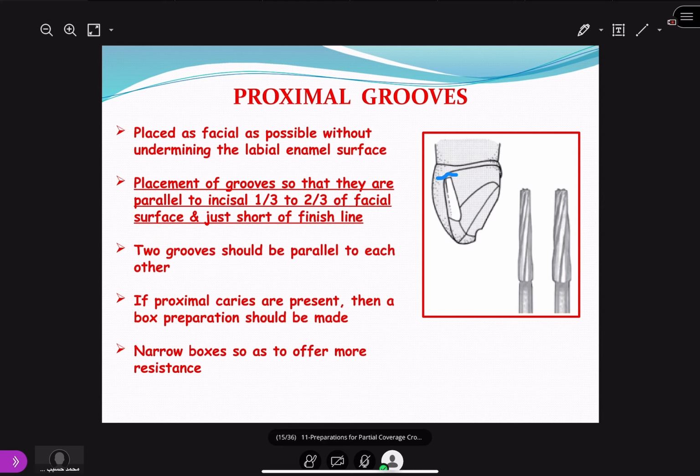If proximal caries are present, then a box preparation should be made. Okay, if there is a caries in the proximal surface, then you will make a box instead of the grooves. So narrow boxes are made to offer more resistance.